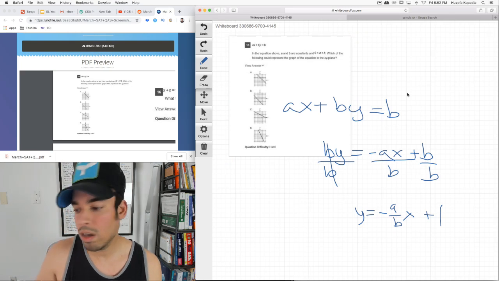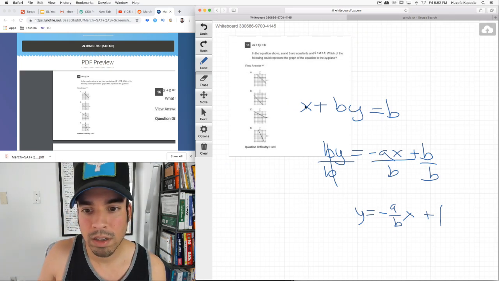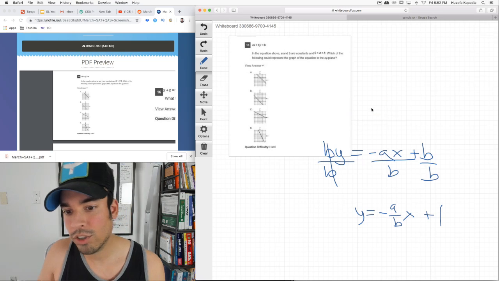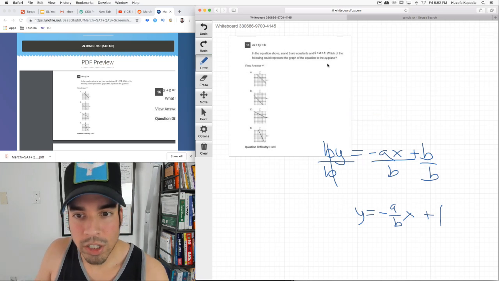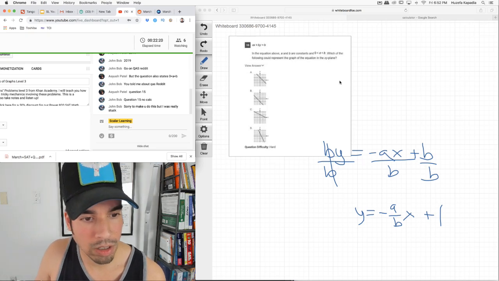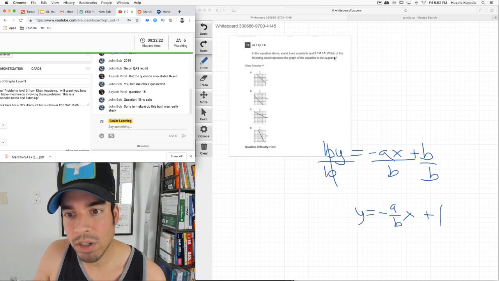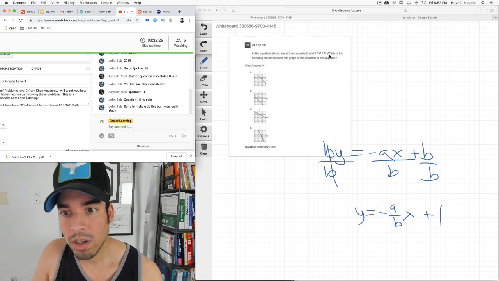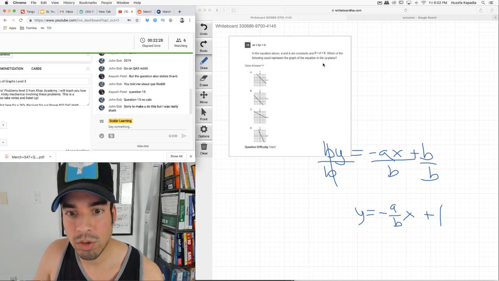Okay. Ah, you're right. It is exactly that. I think the way that I did it is actually right. Okay, so in the equation above, A and B are constants. I'm curious about this. Okay, so they're saying that A and B are both positive. That's very important. Which of the following could represent the graph of the equation in the xy plane?